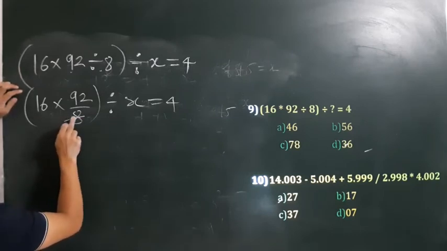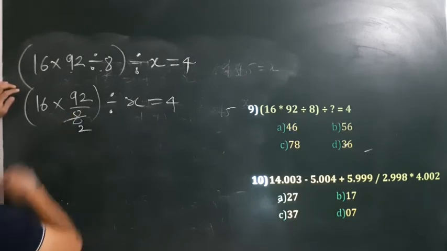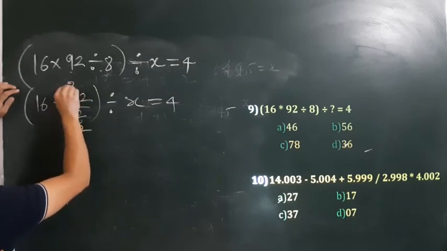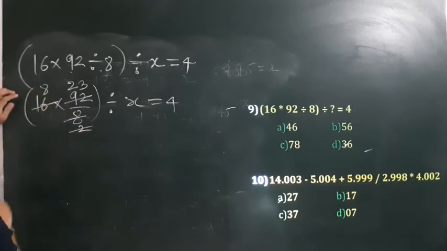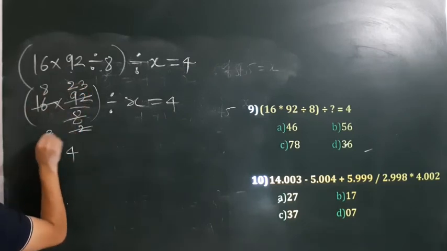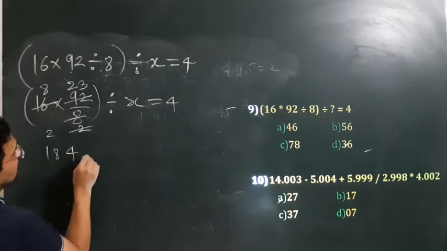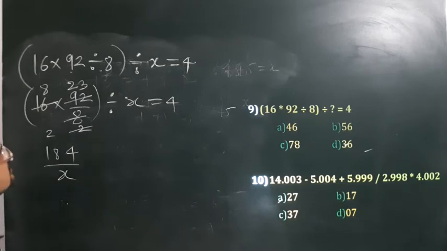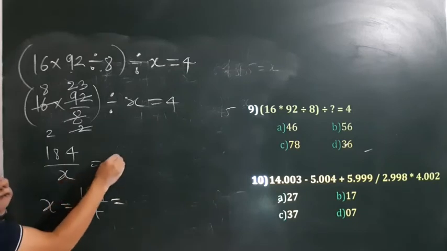So 8, can you say whether it is solved? No. 4 8s are 32, 4 3s are 12, and 2 8s are 16. Now 8 multiplied by 23: 8 3s are 24 and 8 2s are 16, 17, 18, so 184. And the whole divided by x is equal to 4. Therefore x is equal to 184 divided by 4. Shift this x here and this 4 downward.